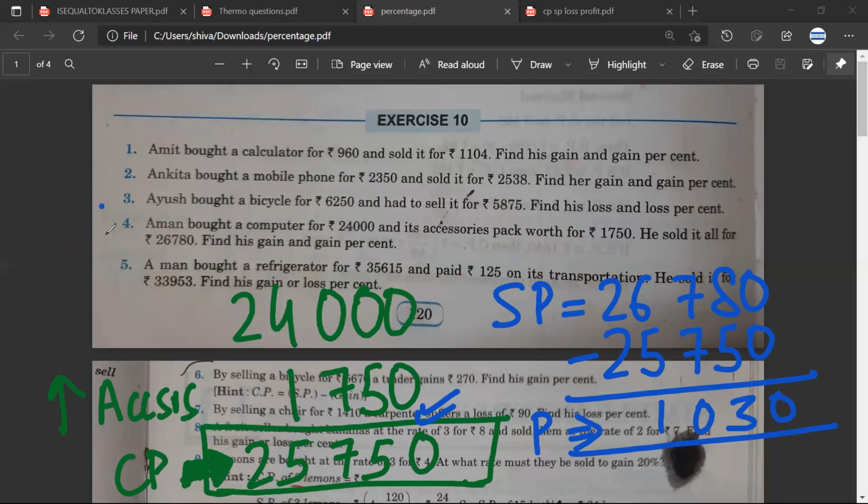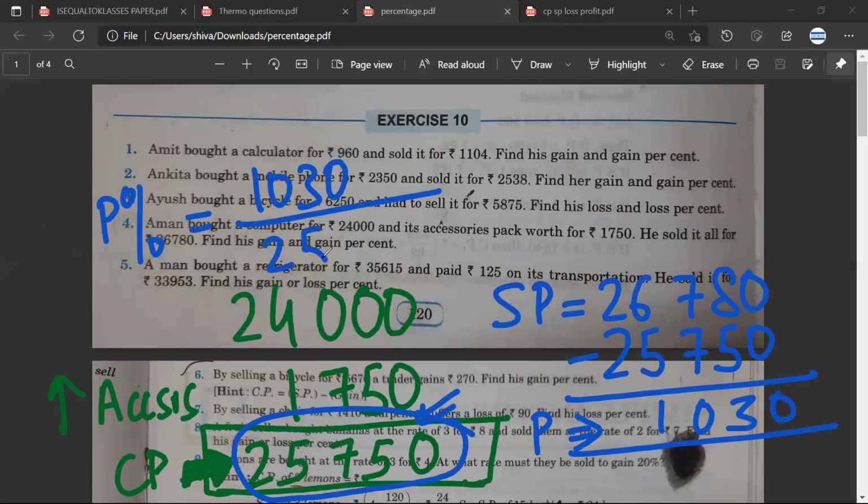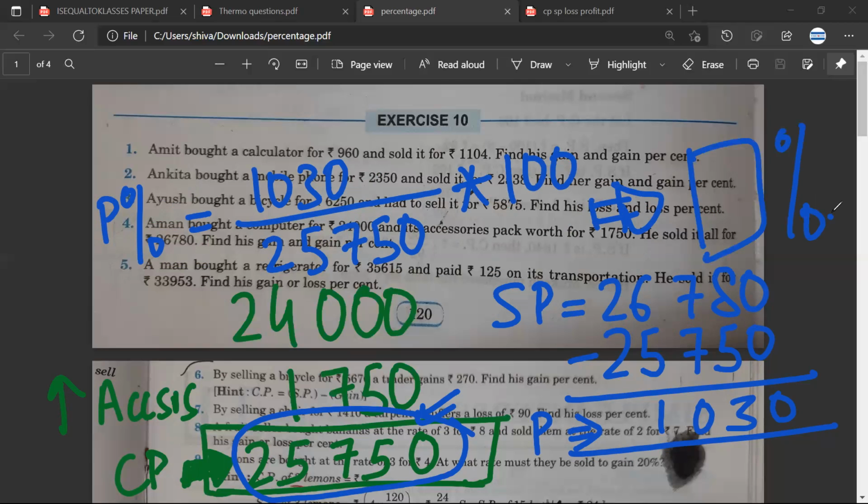And if we want the profit percentage, it will be 1030 upon the cost price. The cost price will be this. Sarthak, is this correct? Yes, sir. Into 100. And then I'll calculate and find the final answer in percentage. Okay.